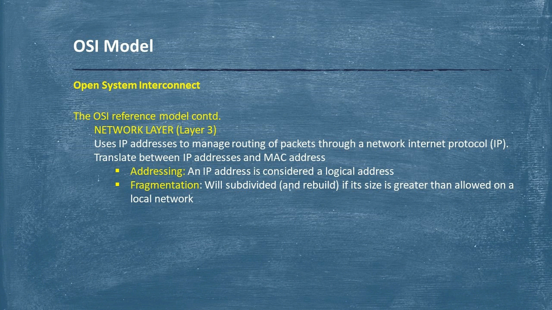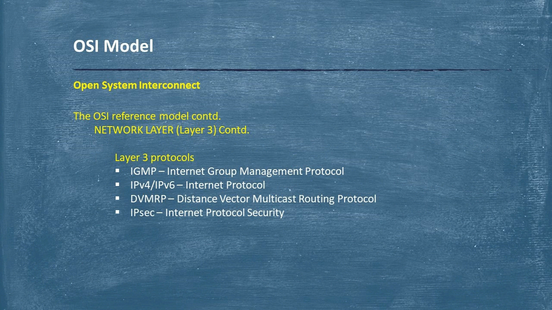And also fragmentation happens at this layer. What is fragmentation? It will subdivide, and also again rebuild, if the size is greater than the allowed size on the local network. We continue.